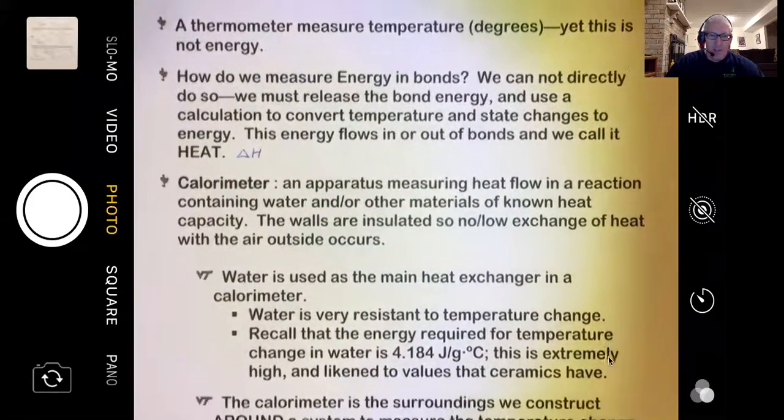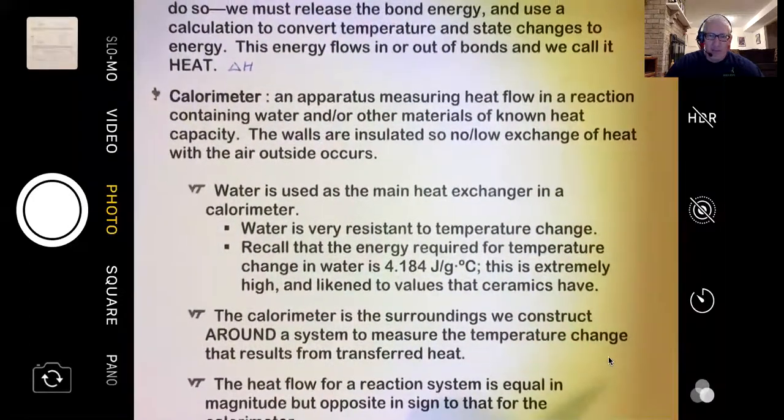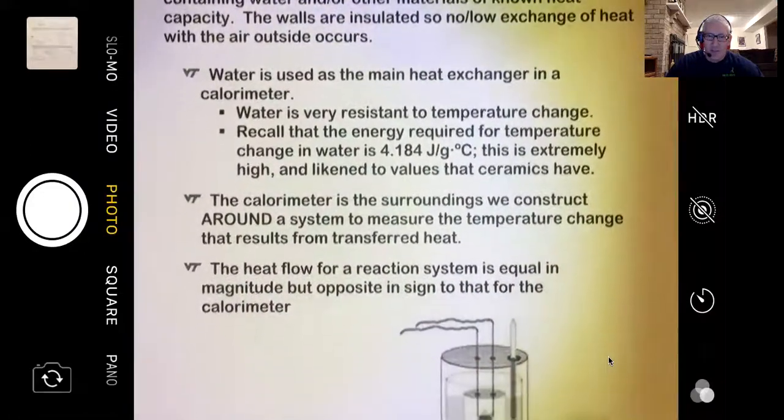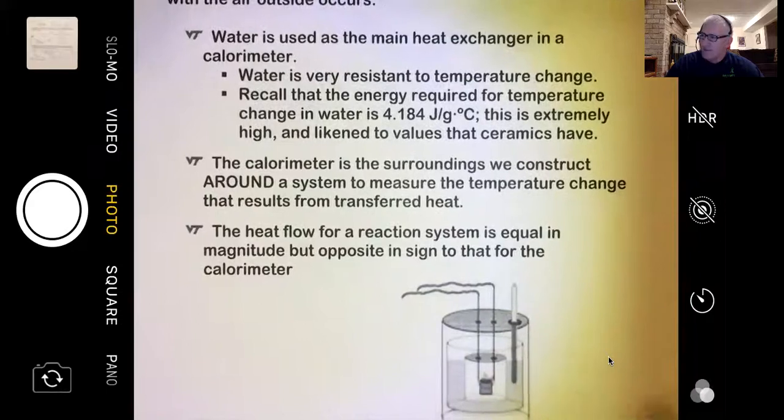And what we're going to use to help us figure this out is what's called a calorimeter. There's a picture of it here at the bottom of the notes. And it is literally a very well insulated container, right? And so the actual reaction takes place in this inner chamber. And what we do is we then have this inner chamber, which is submerged in water. And we measure the temperature change of the water.